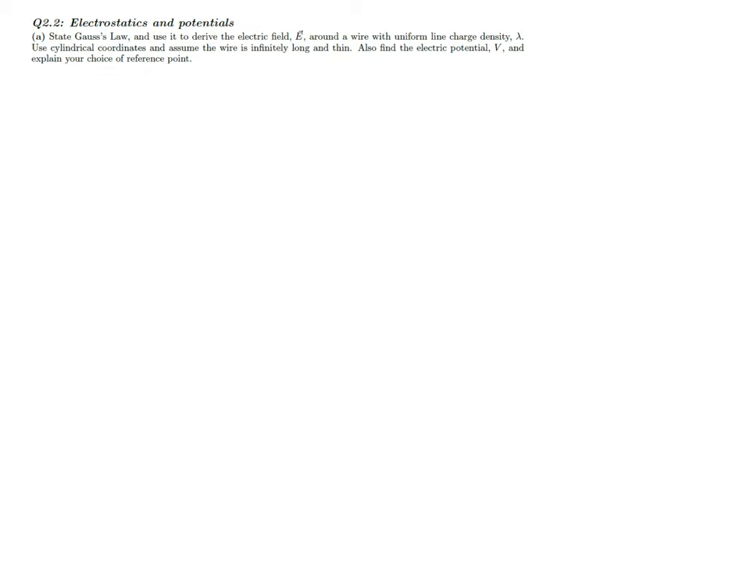And we can do that by taking the integral of the electric field along some path. Specifically, the potential at some radial distance S away from the wire, minus a reference potential, will be equal to minus the integral from whatever reference point up to a radius S of the electric field dot dl, integrated along some path.